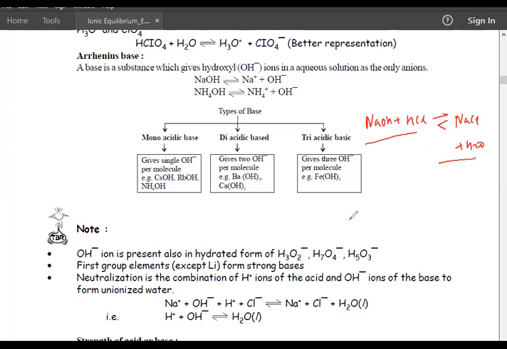Okay, no issues. But if I'm again giving Na+ plus Cl-, if I'm again giving H2O, right? Will it form NaOH plus Cl-? Tell me, yes or no? Will it again form NaOH plus HCl? No, no. Very good, right?